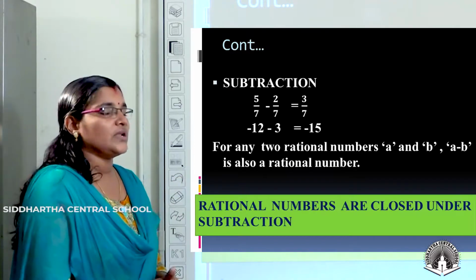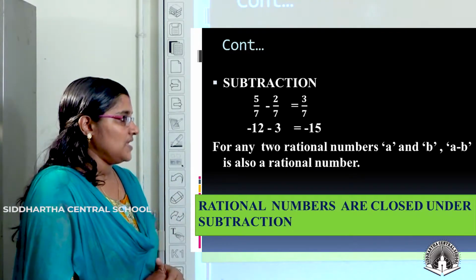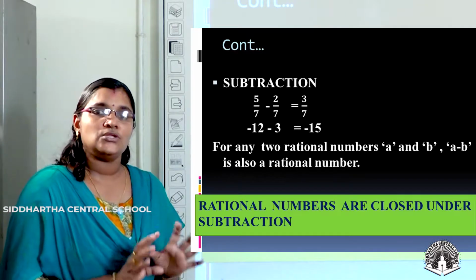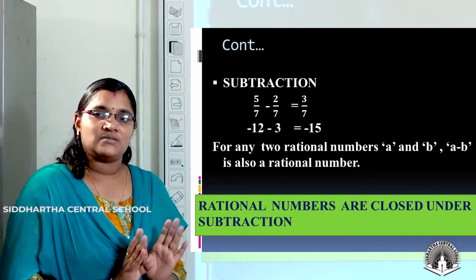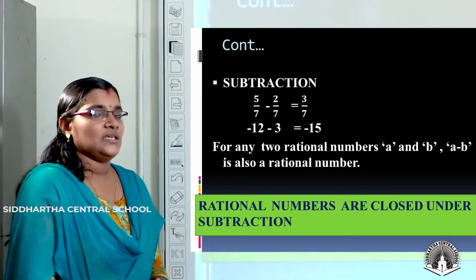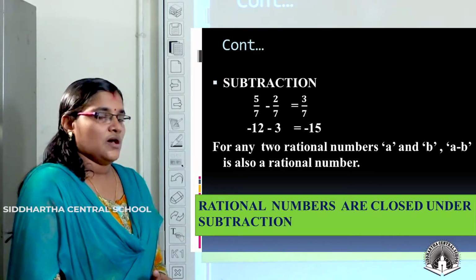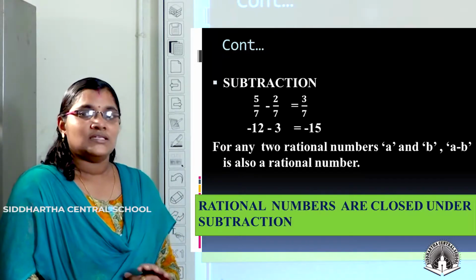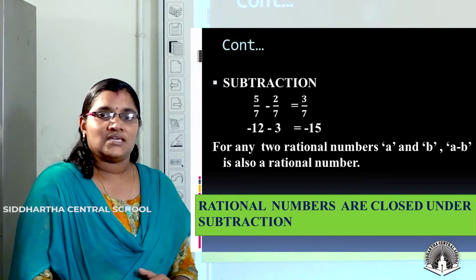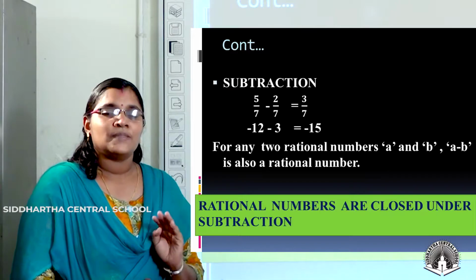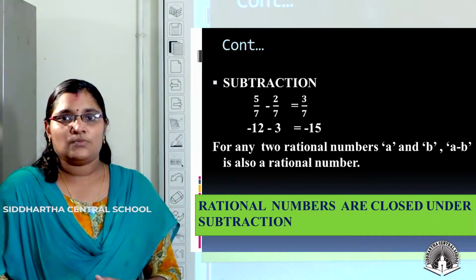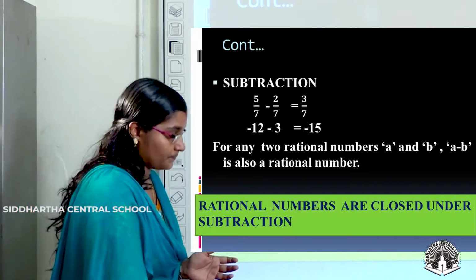For any two rational numbers a and b, a minus b is also a rational number. If we take any two rational numbers, a minus b is always a rational number. Therefore, we can say that rational numbers are closed under subtraction. The next is we can move to multiplication.